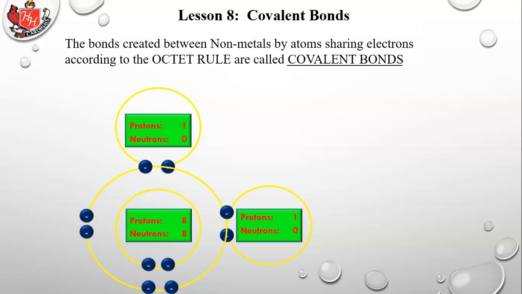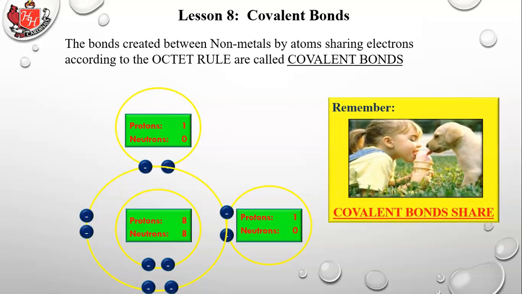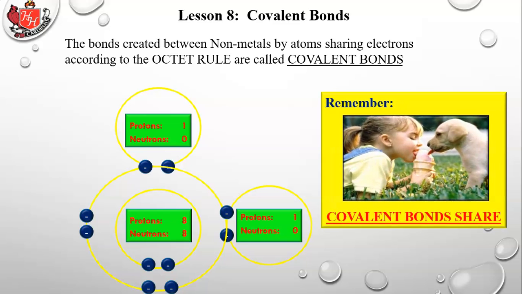The bonds created between nonmetals by atoms sharing electrons according to the octet rule are called covalent bonds. So think about that word. Co means together, like to cooperate, and valent means valence orbitals or valent electrons. So their valent electrons are shared. They work together. So again, remember, covalent bonds share.